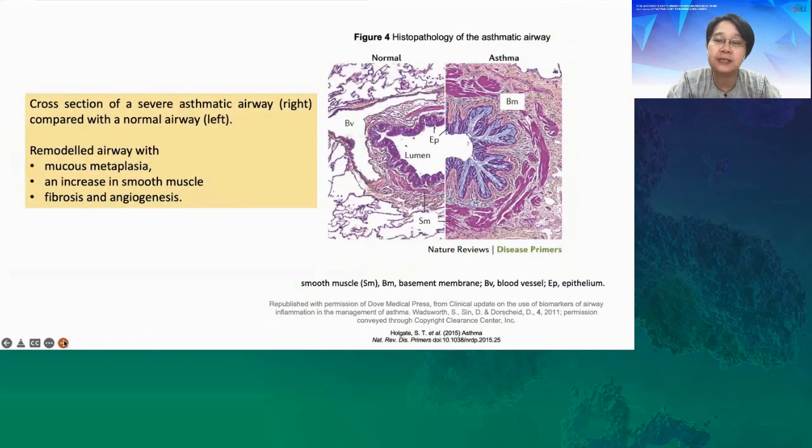So this picture was taken from Nature, and this shows a cross-section of a normal airway, and we compare it to the cross-section of an airway in a patient with severe asthma. So you can see that over here, there is remodeling of the airway with, again, narrowing of the lumen, and there is mucus metaplasia. There is also an increase in the smooth muscle, you can see over here, as well as very obvious fibrosis and angiogenesis. Again, this leads to narrowing of the airway and leads to the symptoms that the patients have.